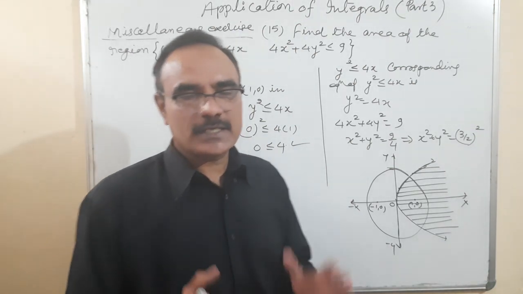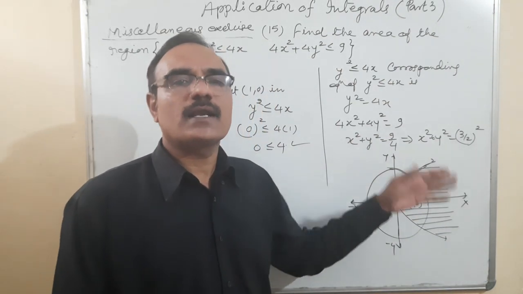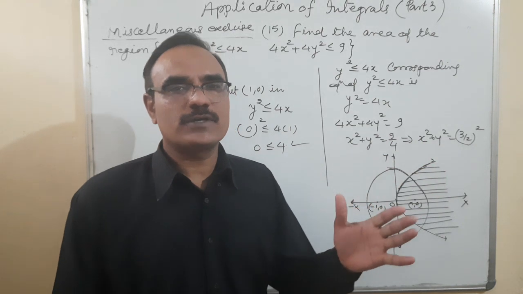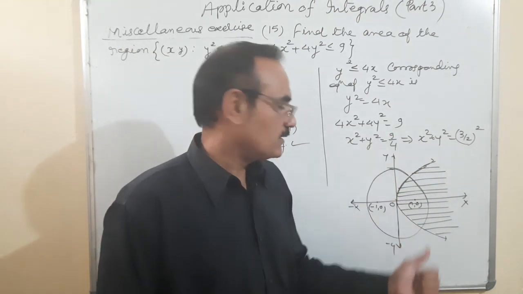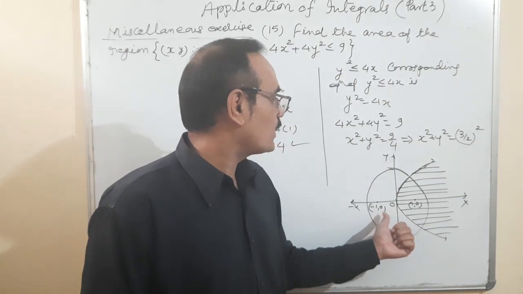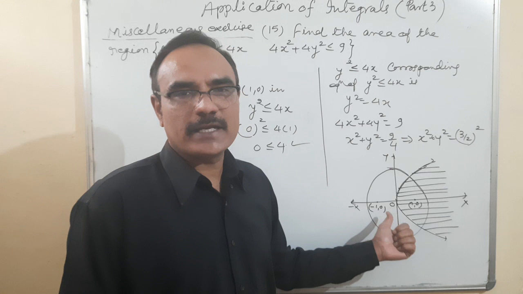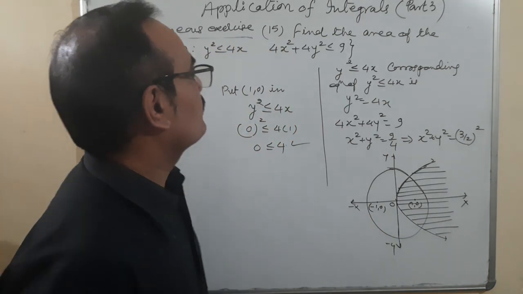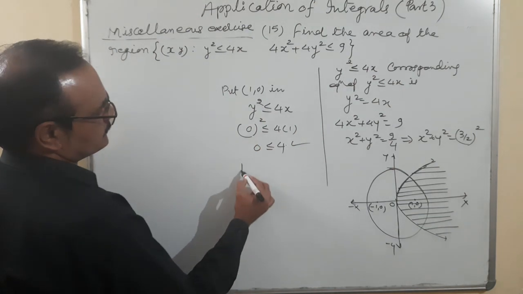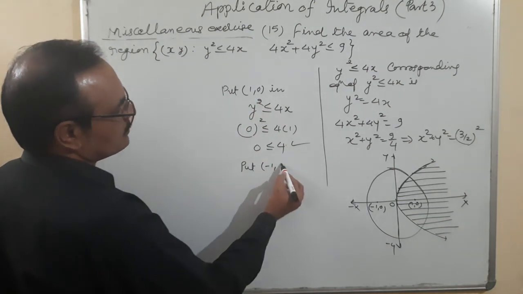Yes or no? Because there are three regions of the circle: either inside of the circle, on the circle, or outside of the circle. So here we have to discuss whether the point is inside the circle or outside of the circle. I have taken a point minus 1 comma 0 because the radius is 1.5. So 1 comma 0 or minus 1 comma 0 lies within the circle. Put minus 1 comma 0, you can put 1 comma 0 also.